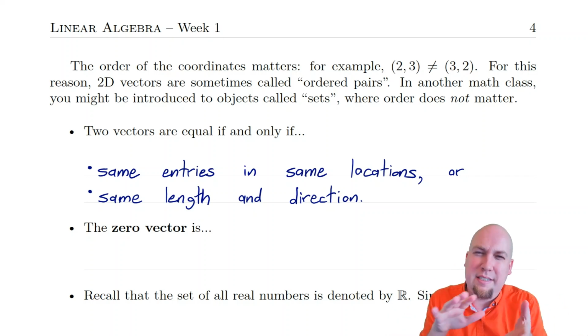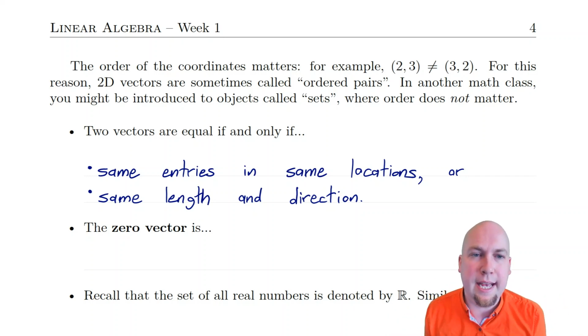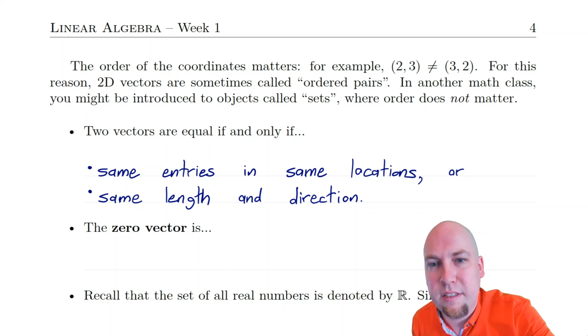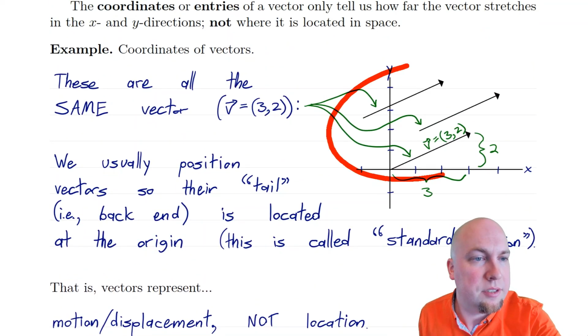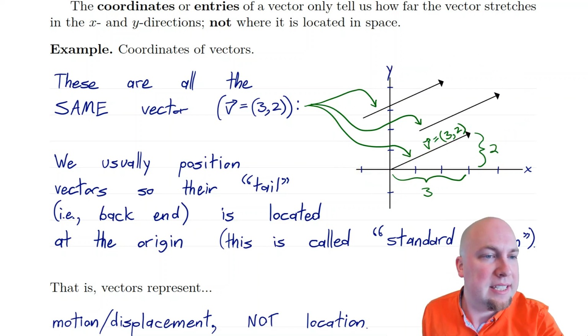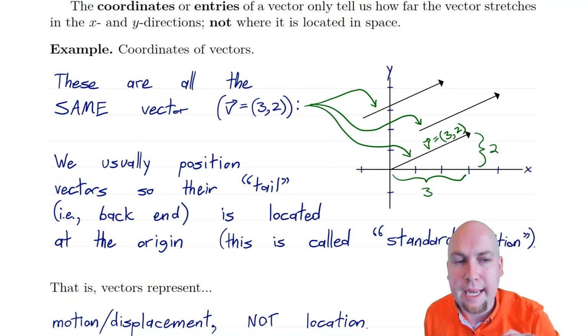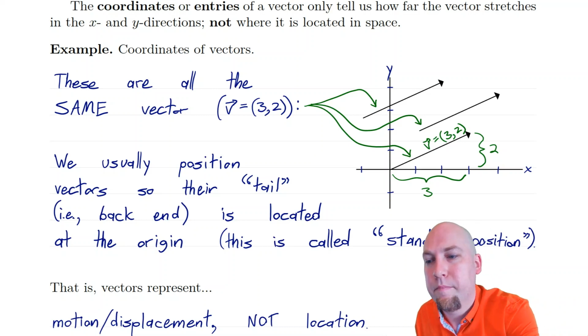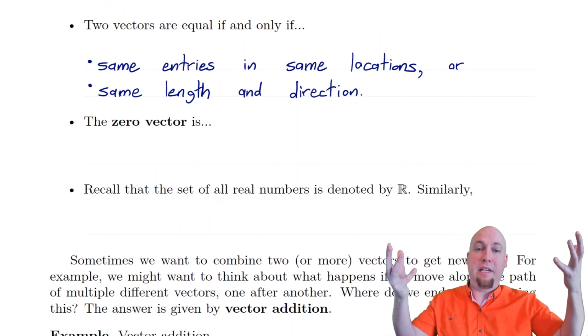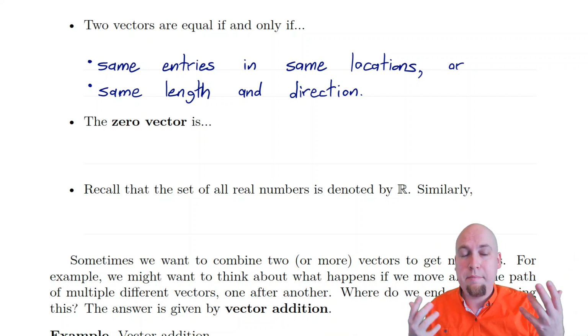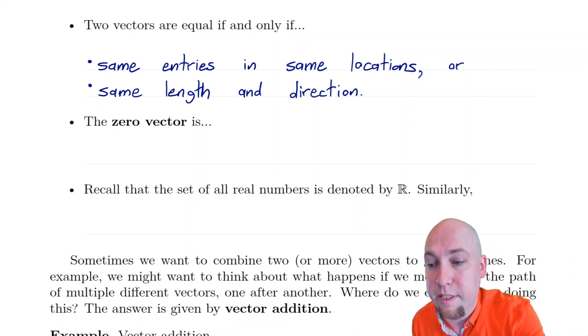We don't necessarily know how to actually compute these quantities yet, but hopefully you understand what that means intuitively. These 3 vectors on the right that I drew are all pointing up at the same angle and they all have the same length. So they're the same vector. Vectors are equal if and only if either they have the same entries in the same spots or the same length and direction. Those conditions are equivalent to each other.